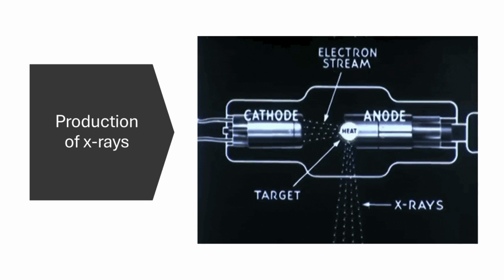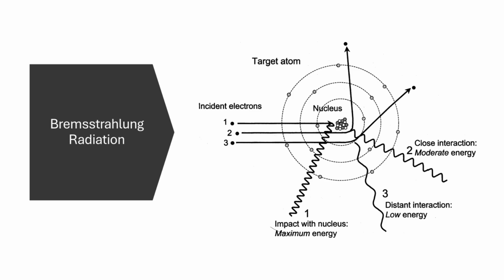1. Electron-nucleus interaction, which is called Bremsstrahlung radiation. 2. Electron interaction, which is called characteristic radiation. Let us see one by one. Bremsstrahlung radiation is one of the processes through which these X-ray photons are created. So here's how it works.